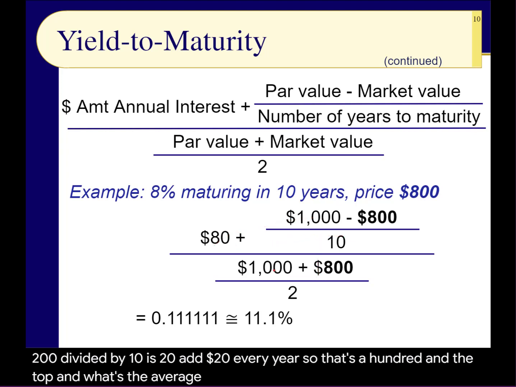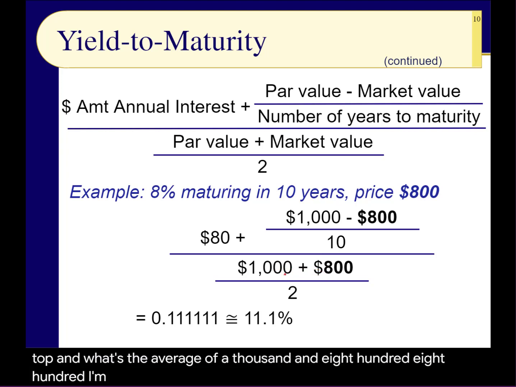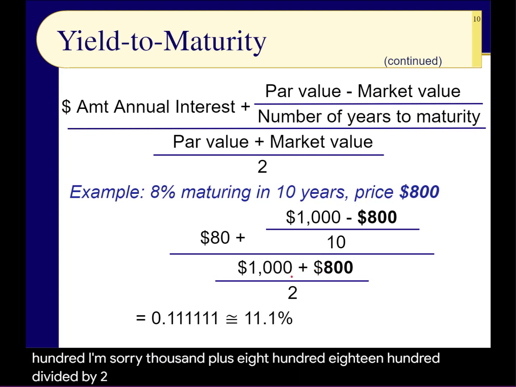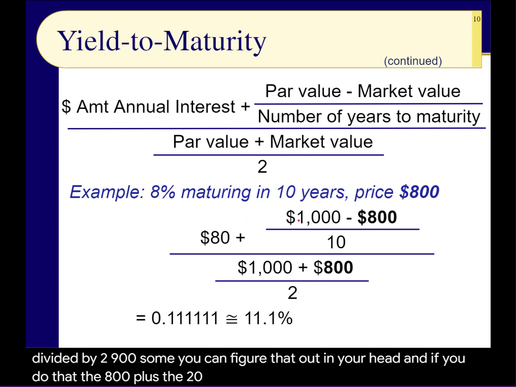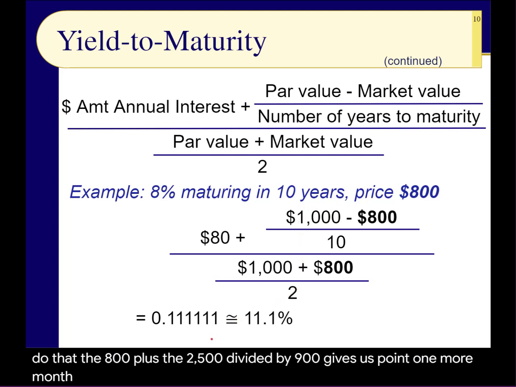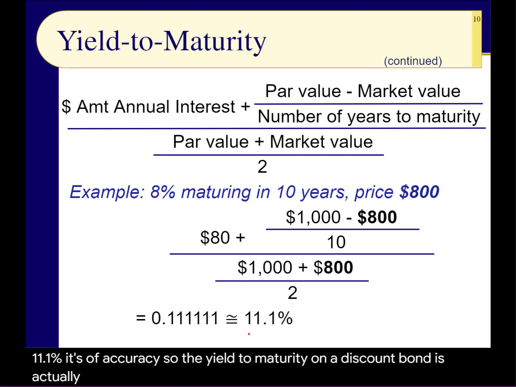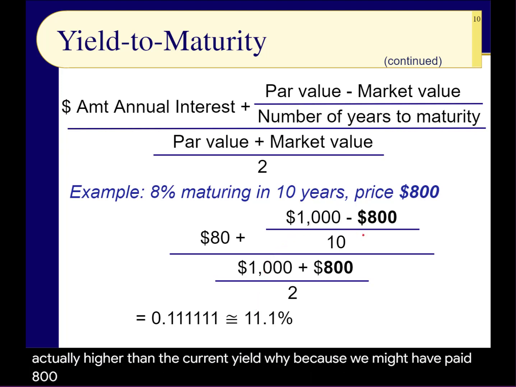And what's the average of 1,000 and 800? 1,000 plus 800, 1,800 divided by 2, 900. Some of you can figure that out in your head. And if you do that, the 80 plus the 20, 100, divided by 900 gives us 0.1111 or 11.1%. Remember, we like to see at least 3 digits of accuracy. So the yield to maturity on a discount bond is actually higher than the current yield. Why? Because we might have paid 800 or 900 or 700. We're going to get 1,000 when the bond matures.